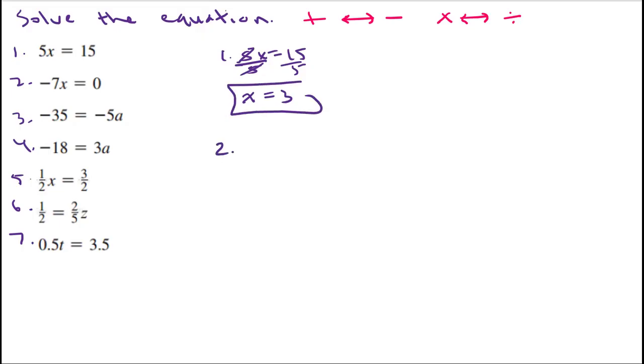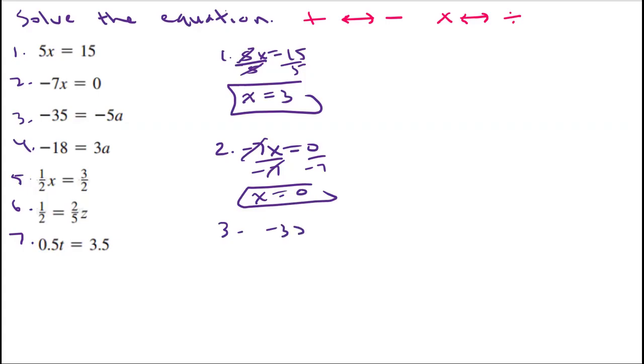Number two, same thing, right? We got negative 7x equals 0. Since it's being multiplied, we divide both sides by negative 7. A 0 divided by any number is going to give us 0. Number three, I got negative 35 equals negative 5a. Again, we're going to try to get the variable by itself, so we divide both sides by negative 5. Remember, two negatives, whether they're being multiplied or divided, produce a positive. So this is going to be 7.